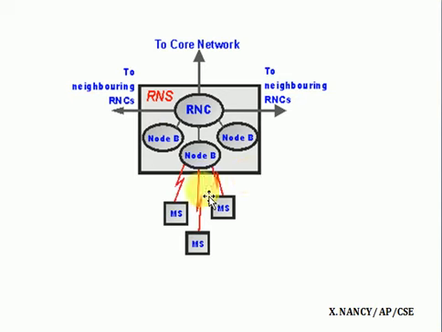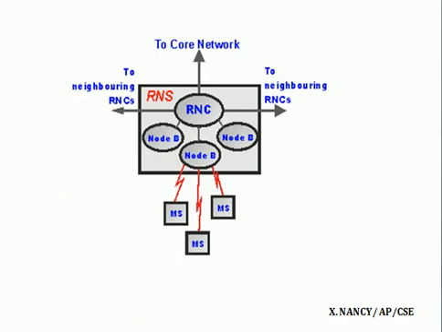This is one RNS where the RNC is connected to the neighboring RNCs and also to the core network. So each RNC is connected to the core network. We know that in our UMTS architecture, each RNS will be connected to the core network. So likewise here each RNS is connected. This is one RNS depicting your architecture.